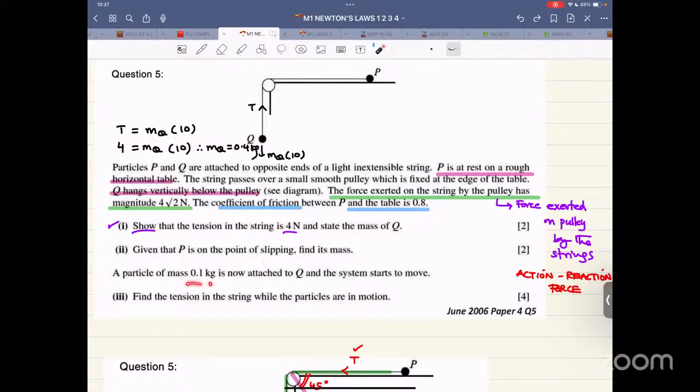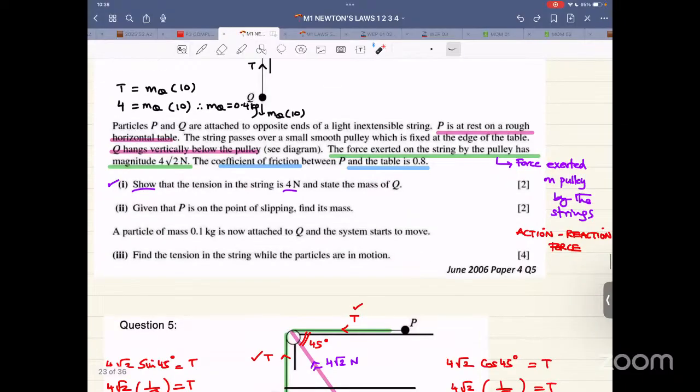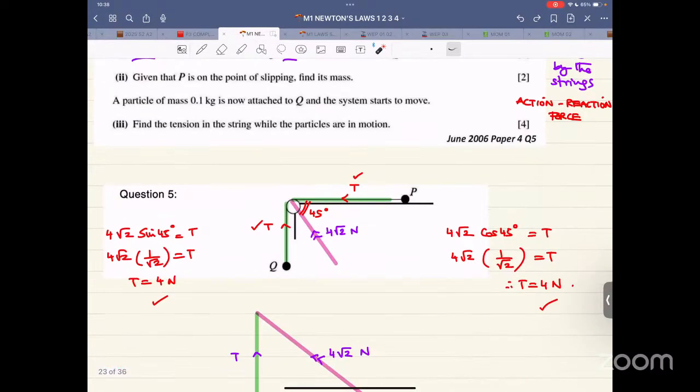A particle of mass 0.1 kg is now attached to Q, and the system starts to move. So first it was in limiting equilibrium. Now there is acceleration. Find the tension of the string when particles are in motion. So now there is one single string. There is tension over here. There is tension over here. And this is like an isosceles triangle because all these lengths are equal. So yes, geometry comes into play. So therefore, this resultant will be making an angle of 45 degrees with the horizontal.